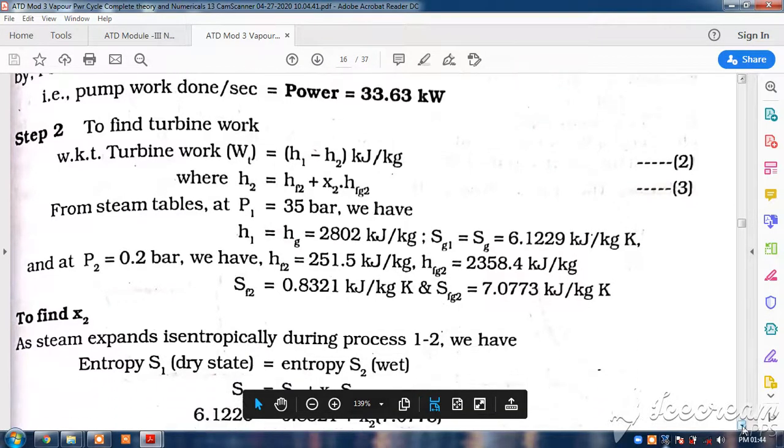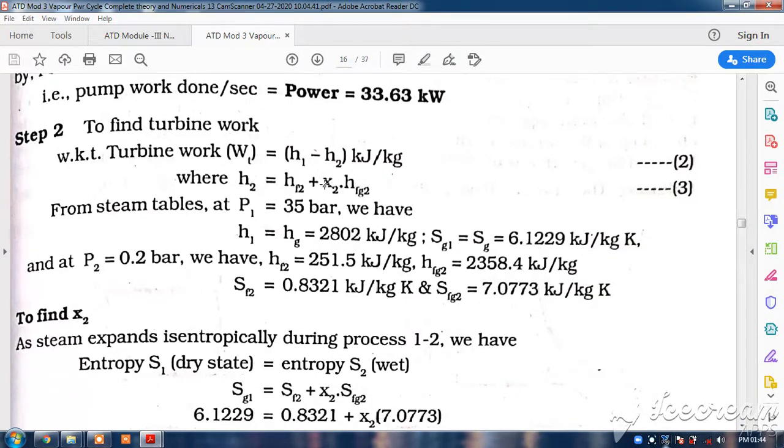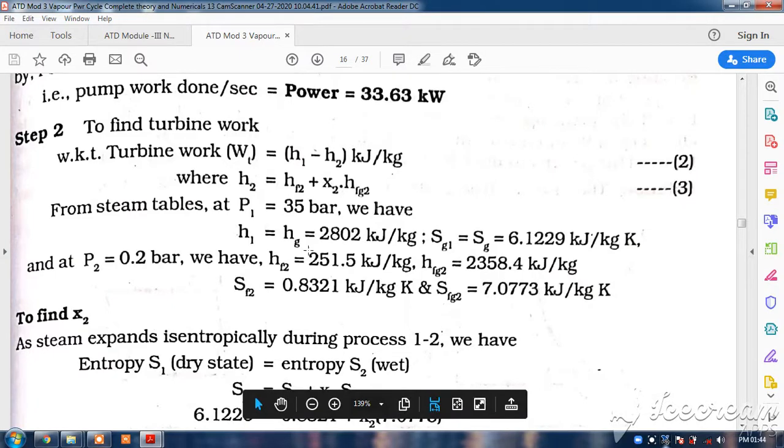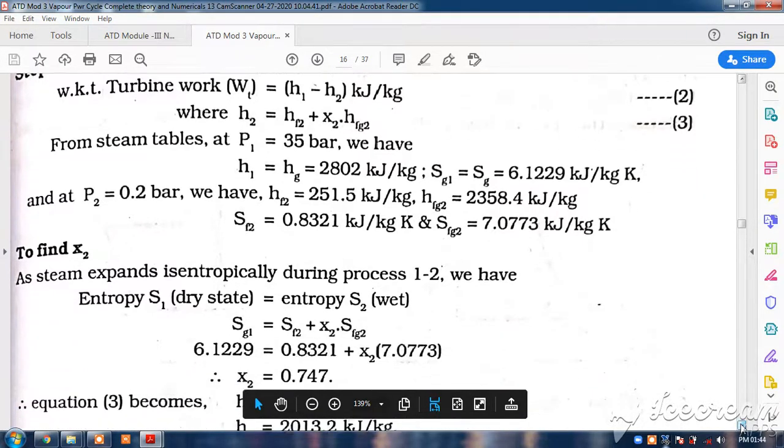Now let us look at turbine work. Turbine work is H1 minus H2. Again, H2 is in the wet region. I don't know the enthalpy there, so I will take the entropy and then calculate from entropy. I'll straight away come here. I will take this entropy equation here.